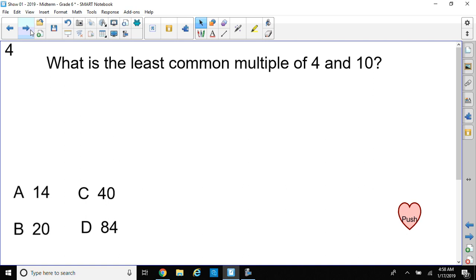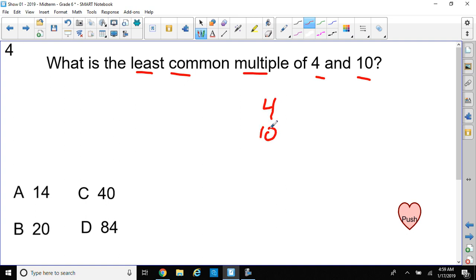And here's our next question. What is the least common multiple of 4 and 10? It's multiple choice, which is good because I'm going to show you how to use the answers to help you get a good head start on what could be the possible solution. So we want the LCM, least common multiple, of 4 and 10. When we're looking for the LCM, there's two ways to do it.